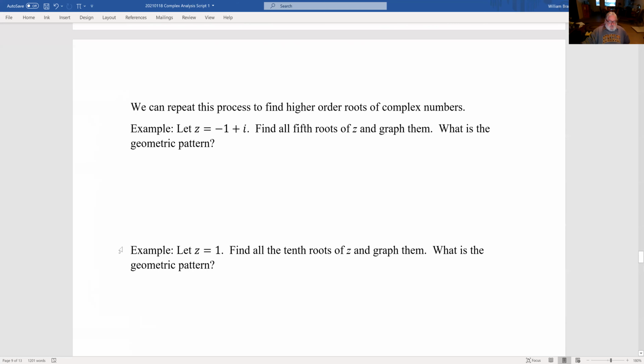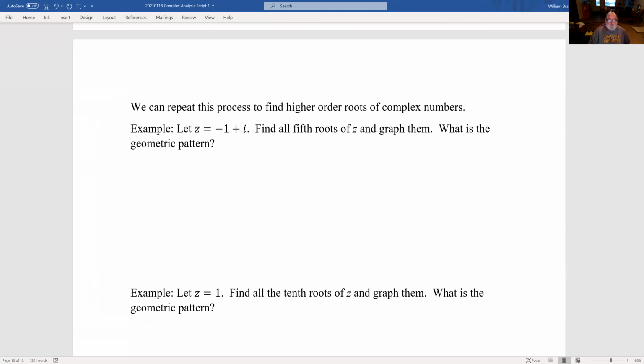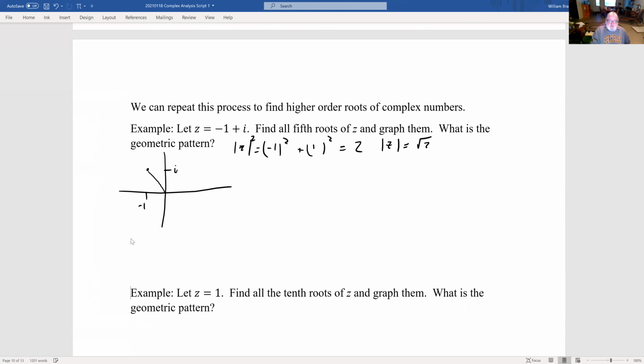What about higher roots? What are all the fifth roots? I'll give myself a little space here. What are all the fifth roots of minus 1 plus i? Minus 1 plus i is out there. The modulus of z is the square root of the real part squared plus the imaginary part squared. So that's 2 under the root, so the modulus of z equals square root of 2. Okay, what's theta? This is a 45-degree angle here, so it's pi over 4, 2 pi over 4, 3 pi over 4. So z equals root 2 e to the i 3 pi over 4.